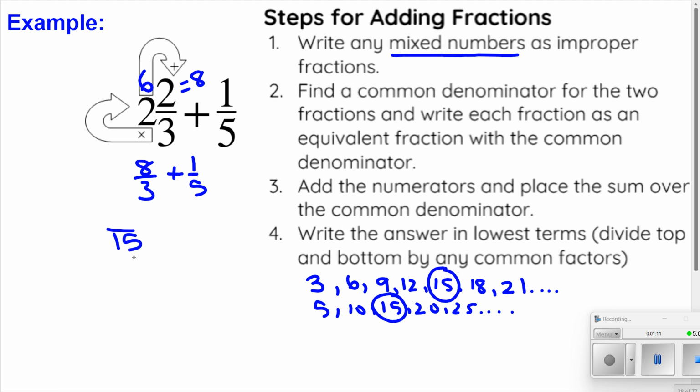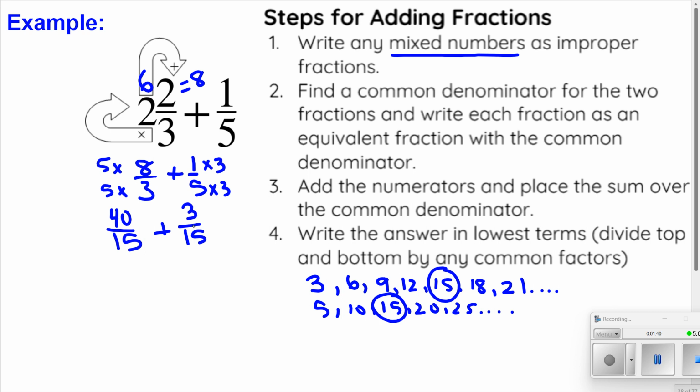So what I want to do is create an equivalent fraction where they're each out of 15. So looking at the 3, to go from 3 to 15, I would multiply by 5, because 5 times 3 is 15. But in math, I need to be fair. So I need to do 5 times 8 is 40 in the numerator. Look at your second fraction. To go from 5 to 15, I need to multiply by 3 because 5 times 3 is 15. But I need to be fair. 1 times 3 is 3.